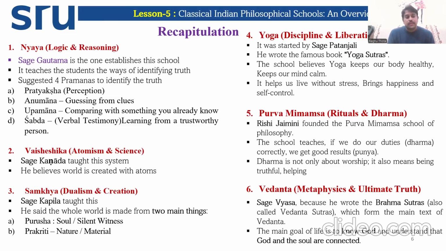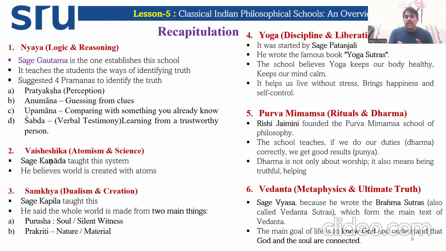What is the second one? Vaisheshika school. It was proposed by Kanada. What is this school about? So according to Kanada, the world has been developed through atoms. And he strongly believed that atoms are eternal.